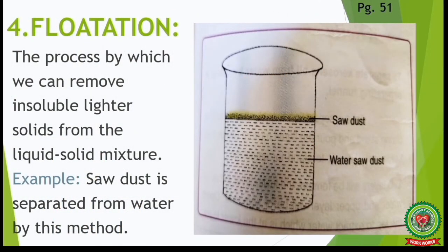Next method is flotation. Students, you must have seen your mother washing rice or pulses before cooking. Why is it done? It is done so that the husk or any other undesirable light impurities float on water and are easily drained away with water. This process is known as flotation. The process by which we can remove insoluble lighter solids from a liquid solid mixture is called flotation. Sawdust is also light in weight. Sawdust is separated from water by this method.